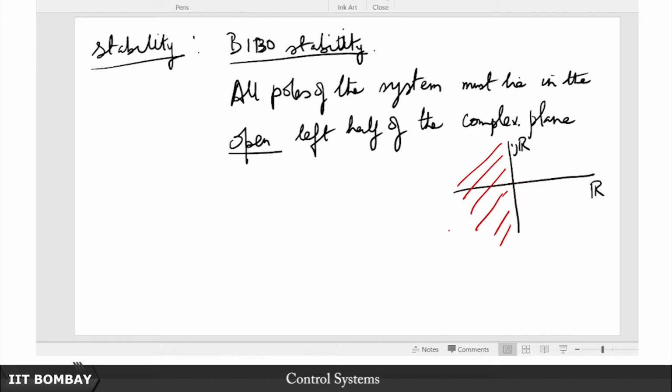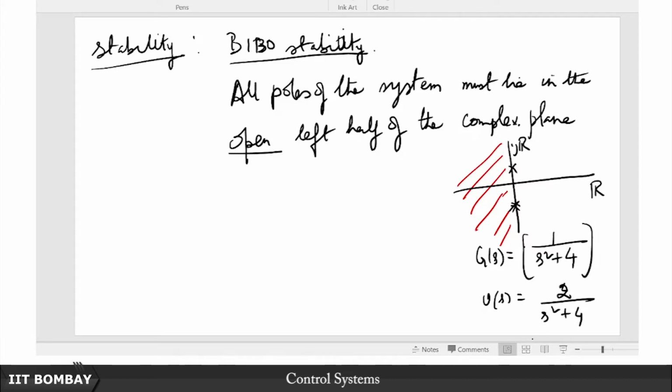But remember, there we were talking about stability with respect to non-zero initial conditions, that is, the zero input response of the system. But now suppose you have a pair of poles on the imaginary axis like so, and suppose you excite this system. Let's say the transfer function G(s) is something like 1 over s squared plus 4, and your input U(s) is 2 over s squared plus 4, which is basically a sinusoid of the same frequency. Then Y(s) is nothing but G(s) times U(s), and therefore y(t) will be the Laplace inverse of this G(s) times U(s).